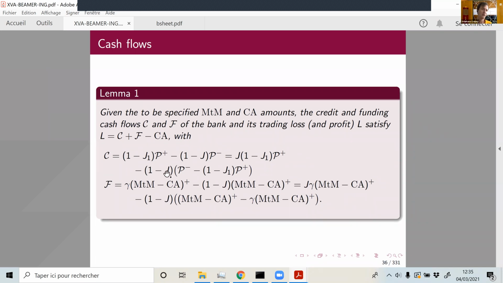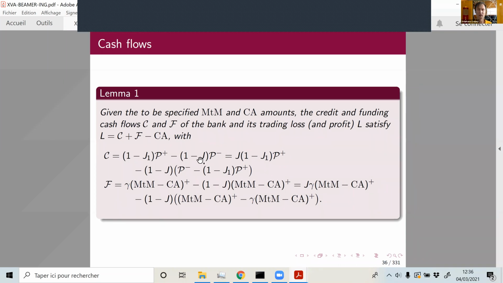It's important because if you are too quick, you might say, okay, this makes sense. You see that credit cash flows come in two parts. If the client defaults, so J1 is 0 and J1 is 1, the bank is losing the positive part of whatever the client is owing to the bank, and you have a symmetrical term if the bank defaults. So you might be tempted to say, by definition, this is the cash flow. But when the setup becomes more complex, then you get lost and you make mistakes. So we really want to obtain cash flows by application of general principles.